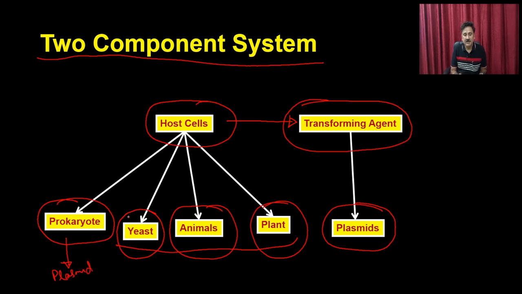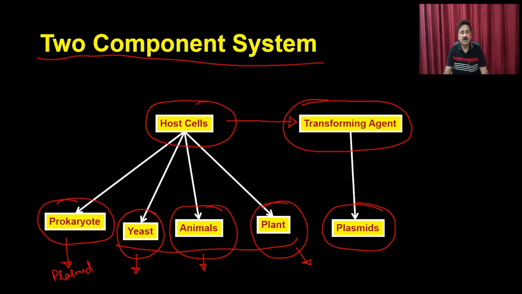Whereas, if you take the yeast, the animals, or the plants, then the transforming agents are going to be different. For example, in the yeast, you are going to have the yeast plasmids, right? In the case of animals, you require the mammalian vectors. Then you are also going to require the plant vectors. And all these are different in terms of their properties.